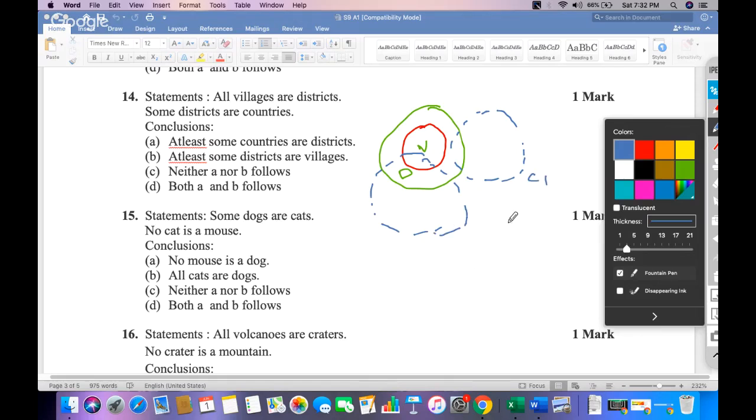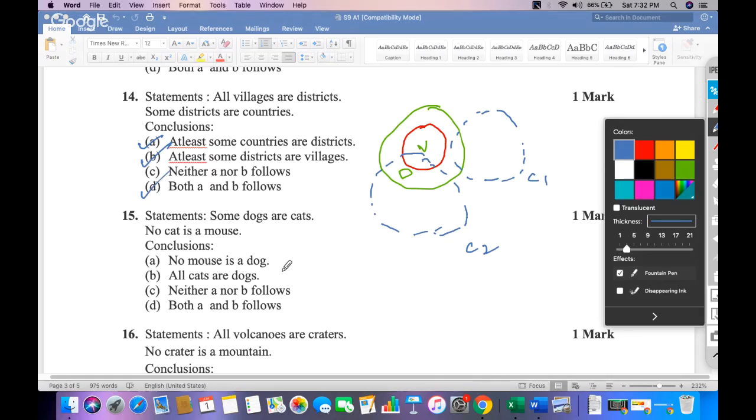So this is condition 1, this is condition 2. At least some countries are districts. So at least some countries are districts is definitely correct. At least some districts are villages is also definitely correct. So answer would be D here.